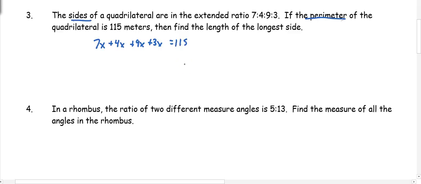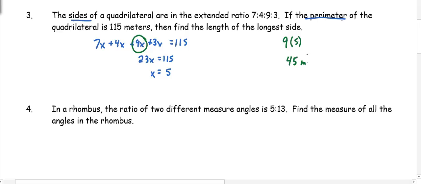I'm going to combine like terms. So 7 plus 4 plus 3 plus 9 gets us 23x equals 115. When we divide, we get that x is 5. Then we need to find the longest side. So the longest side is going to be the biggest part of the ratio, which in this case is the 9x. So we have 9 times 5, which gets us 45 meters.